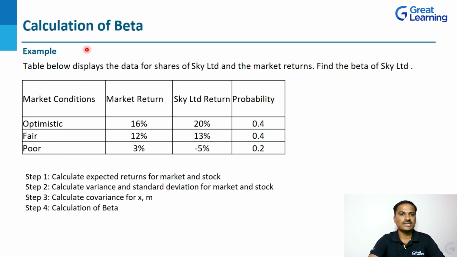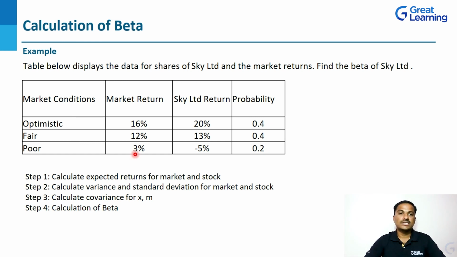So let's have a look at an example so that it is clear to you. Here is an example. The table below shows the data for shares of Sky Limited and the market returns. Find the beta for Sky Limited. There are three market conditions: optimistic, fair, and poor. Market return is 16%, 12%, 3%. That means 16% in optimistic conditions, 12% in fair market conditions, and 3% in poor market conditions. What are the returns for the stock? 20% in optimistic condition, 30% in fair market conditions, and minus 5% in poor conditions. And the probabilities are 0.4, 0.4, 0.2. So this is the problem.